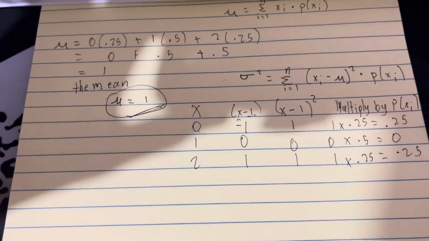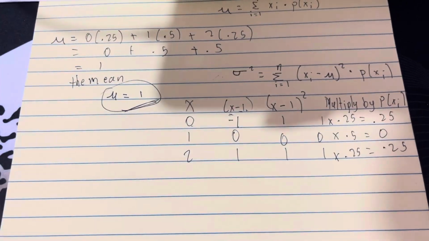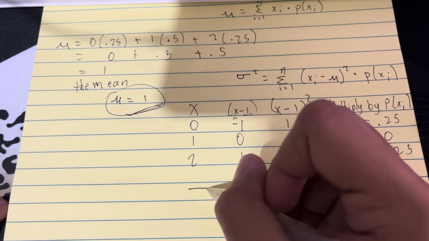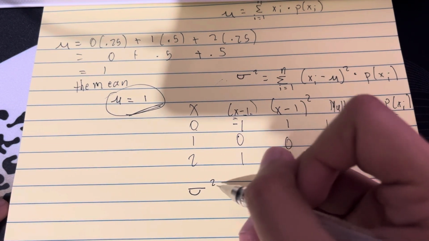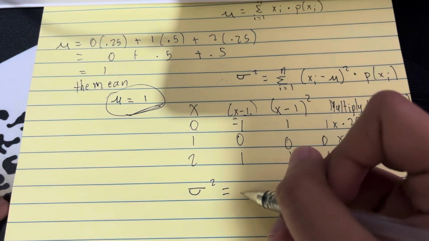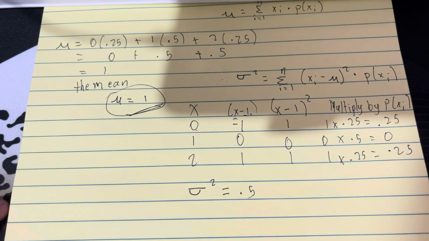Now, adding this together, this means that our variance, sigma squared, is equal to 0.5. We're just adding 0.25 and 0.25, which gives us 0.5.